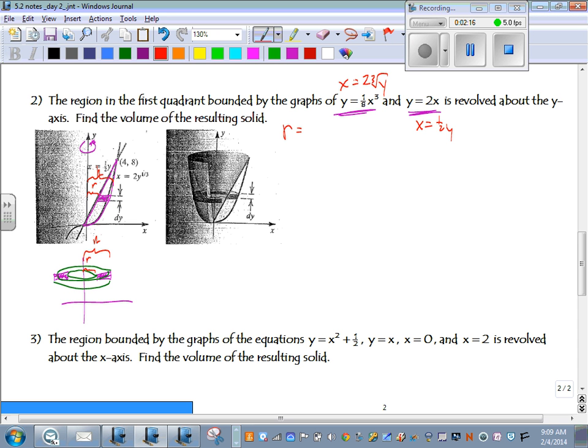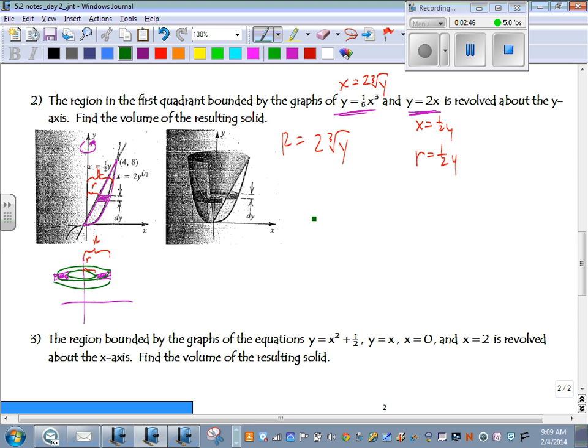Our little radius, again, goes from the y-axis to the line. So our little radius is going to be 1/2 y, and it has to be in terms of y. And our big radius is going to be 2 times the cube root of y, or 2 times y to the 1/3. That's the function furthest away from the axis of revolution.